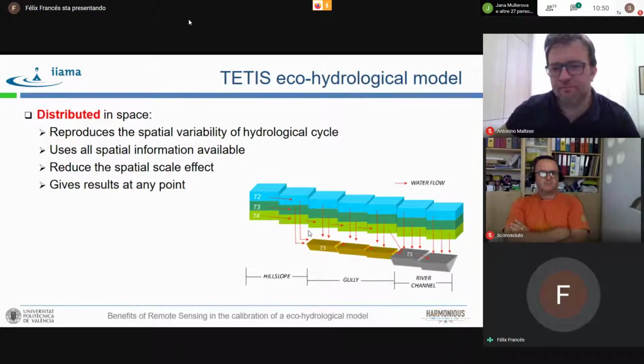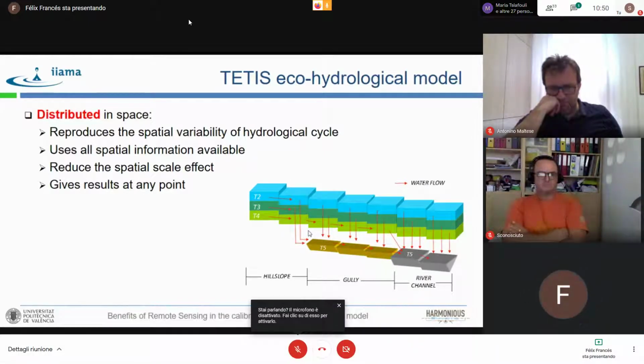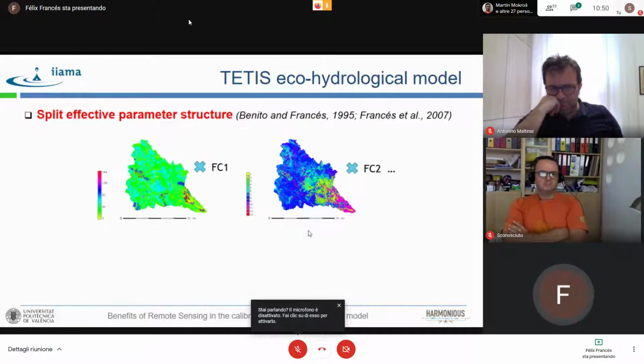It is spatially distributed, meaning that it will reproduce the spatial variability of the hydrological cycle using all the spatial information available, and reduce the spatial scale effect because the size of your control volume to do the numerical integration is smaller. And from a practical point of view, it's very interesting, believe me, that it gives you results at any point in your catchment.